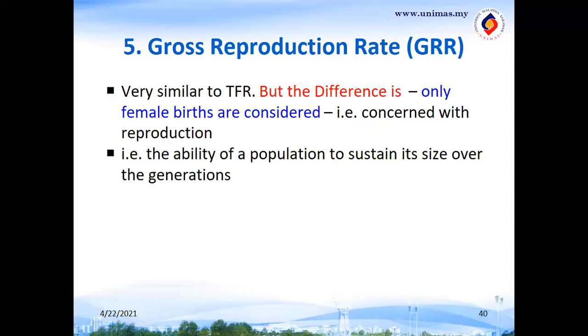Jadi kalaulah secara hypotheticalnya kita tak ada anak perempuan secara so happen lah 100% lelaki, tak ada anak perempuan. What is going to happen to the world?